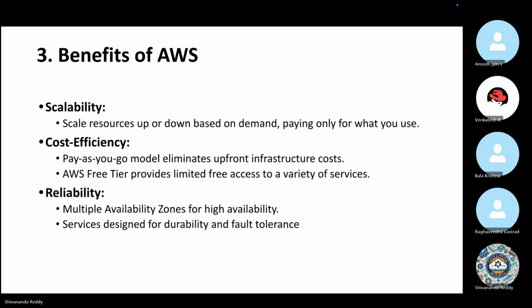What benefits will you get if you use AWS? Scalability is the first one. As I said already, whenever you want resources, you can increase and decrease. And cost efficiency, the pay-as-you-go model eliminates upfront infrastructure cost. AWS free tier provides limited access to a variety of services. Then reliability, multiple availability zones for high availability, and services designed for durability and fault tolerance.